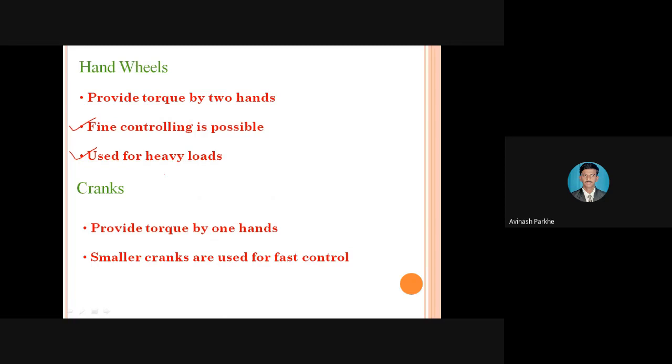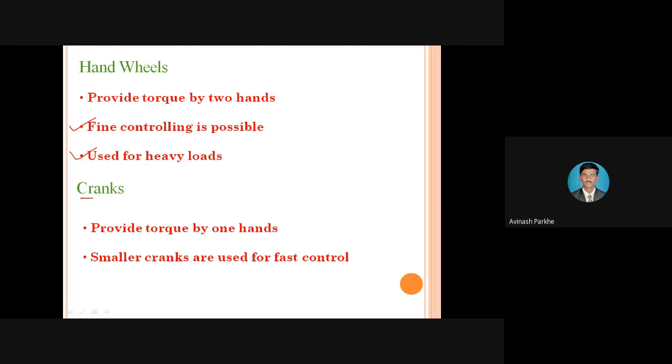Also, in material handling devices in industry, there are different types of cranes. To handle those cranes, such types of wheels are provided. Through these wheels, the operator or worker can handle heavy components very easily from one location to another location.